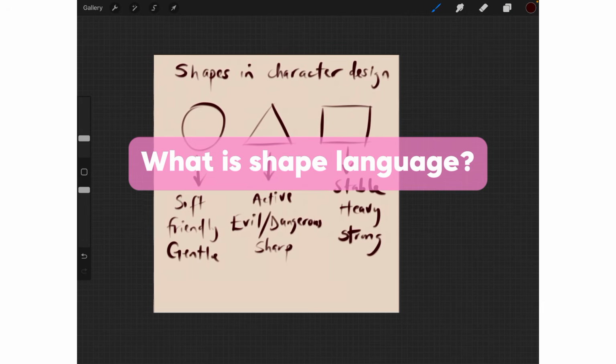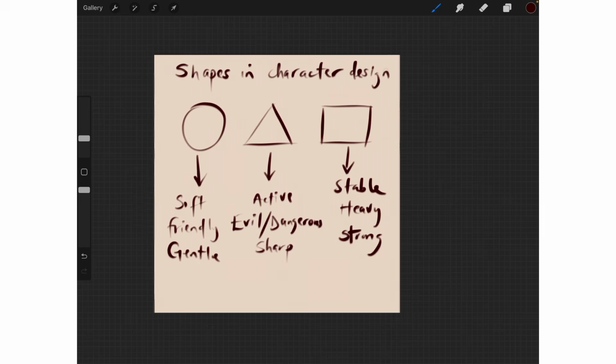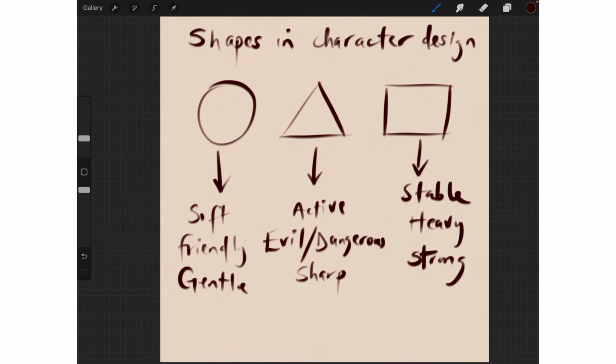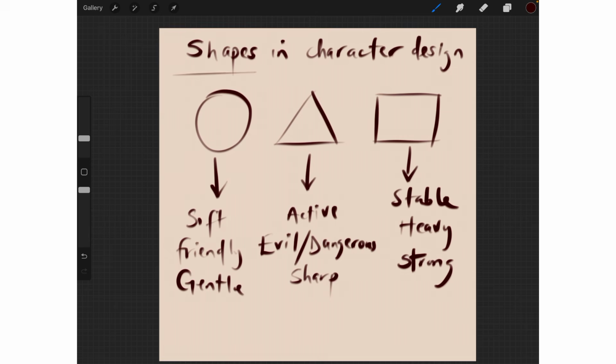So, what exactly is shape language? In character design, we mainly use three basic shapes, which are circles, squares, and triangles. Each shape triggers different emotions and responses. For example, a circle depicts soft, friendly, innocent, or gentle. Triangles depict sharp, dangerous, and aggressive. And then squares depict strong, stable, and reliable.